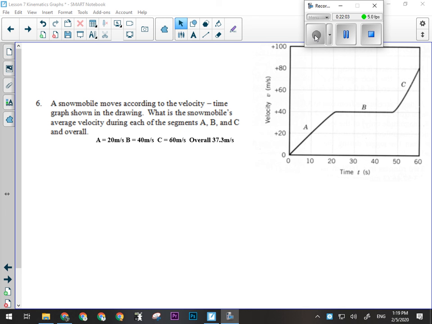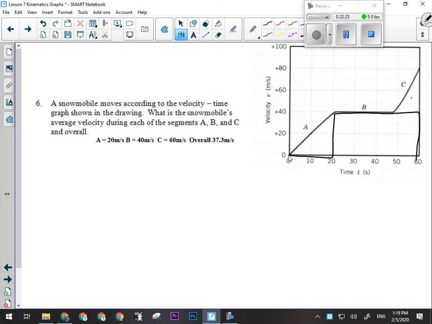Now, to do the total, though, I can't do it that way. To do the total average velocity, I need to know the total displacement and divide it by the total time. That means calculating the area of all the shapes on the graph. So that would be this triangle, this rectangle here, and then that triangle up top.